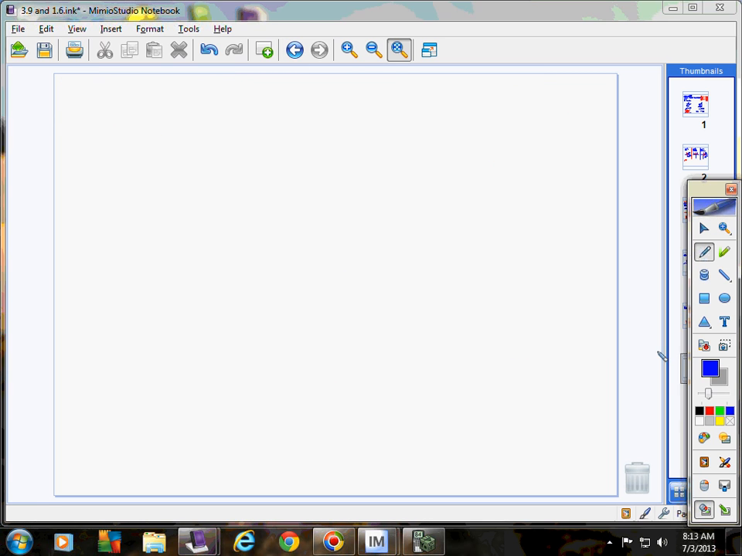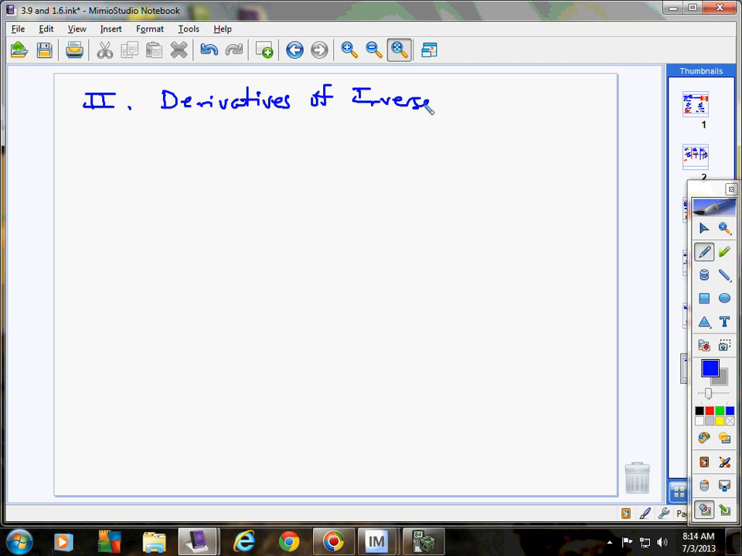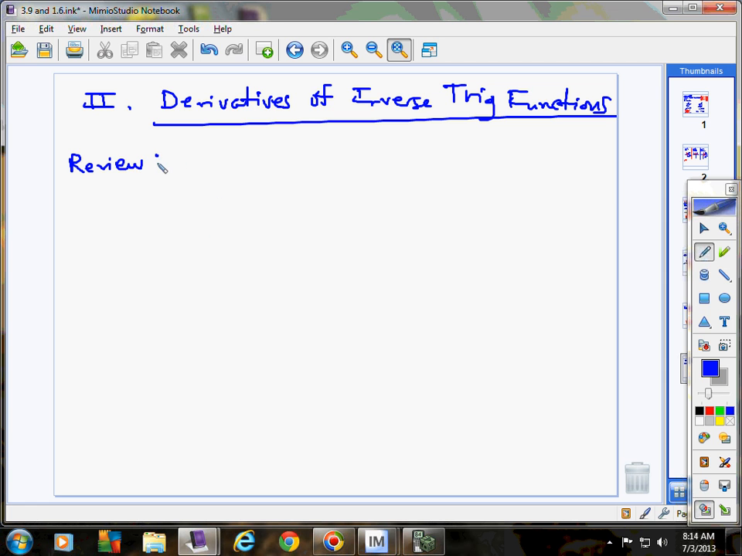Roman numeral 2, derivatives of inverse trig functions. We've reached the end of the line on our derivatives. I don't think there's another derivative on that study sheet I gave you, that review page that the student typed up, that we will not have covered after today.